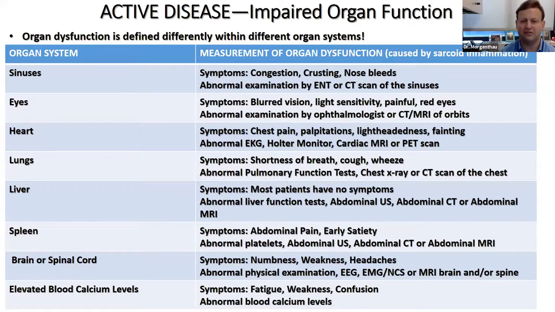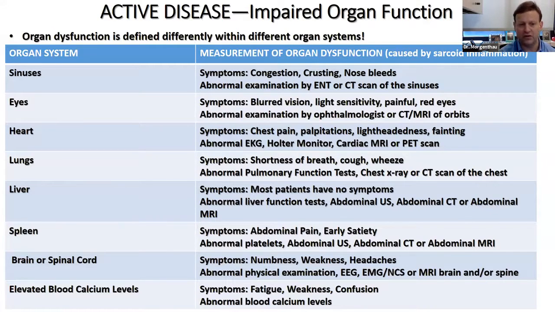The heart is a very important organ that we need to assess. Of course, patients with cardiac sarcoidosis may have symptoms of chest pain, palpitations, lightheadedness, fainting. And we want to assess that organ by an electrocardiogram, a Holter monitor, perhaps an echo, but most importantly are two really important advanced cardiac imaging tests known as cardiac MRI and PET scan. These tests are sort of the gold standard for diagnosis of cardiac sarcoidosis.